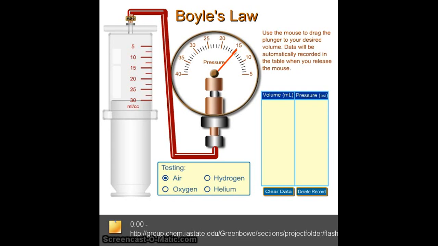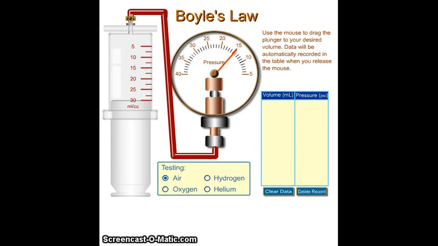This simulation available on Iowa State University's chemistry site shows how pressure varies inversely or is inversely proportional to volume. So what they have here is a pressure gauge, and this is connected to a syringe full of air. And if we, for example, take this plunger and we push it in, you can see that on the pressure gauge, the pressure is going up. So as I push it in further and further, pressure is going up because I am decreasing the volume of the room that those air molecules have.